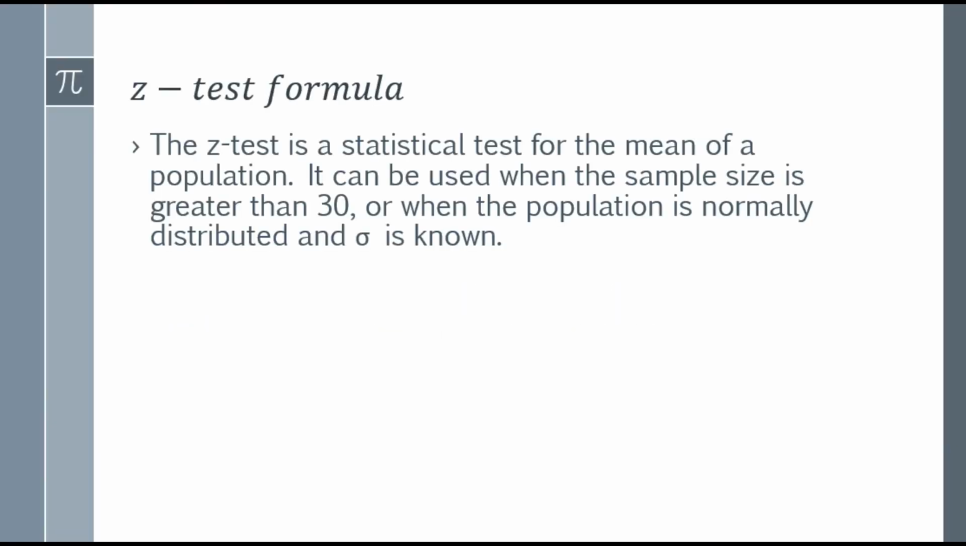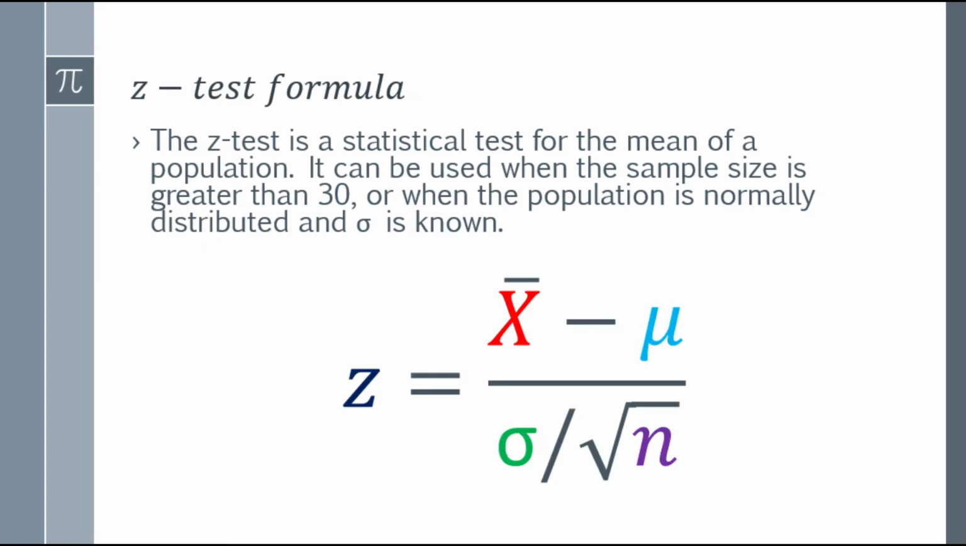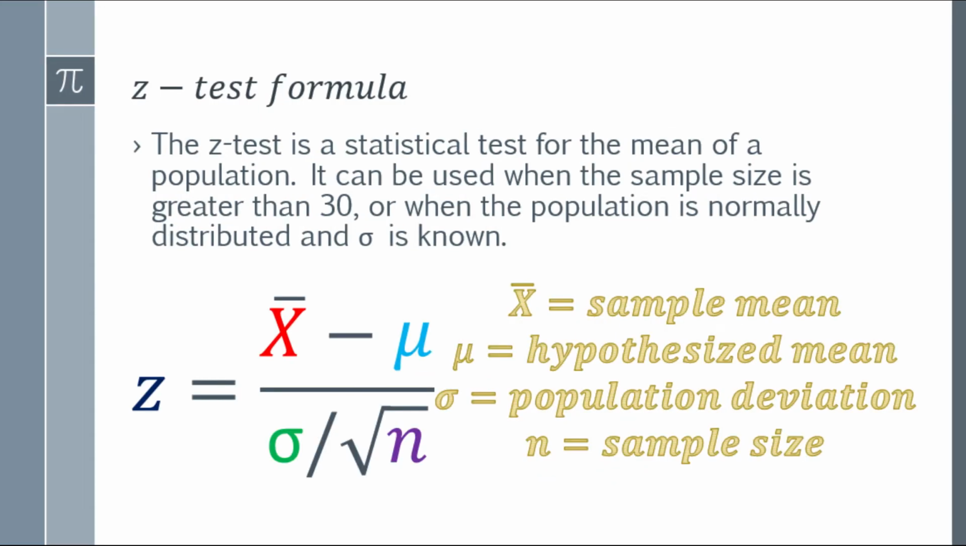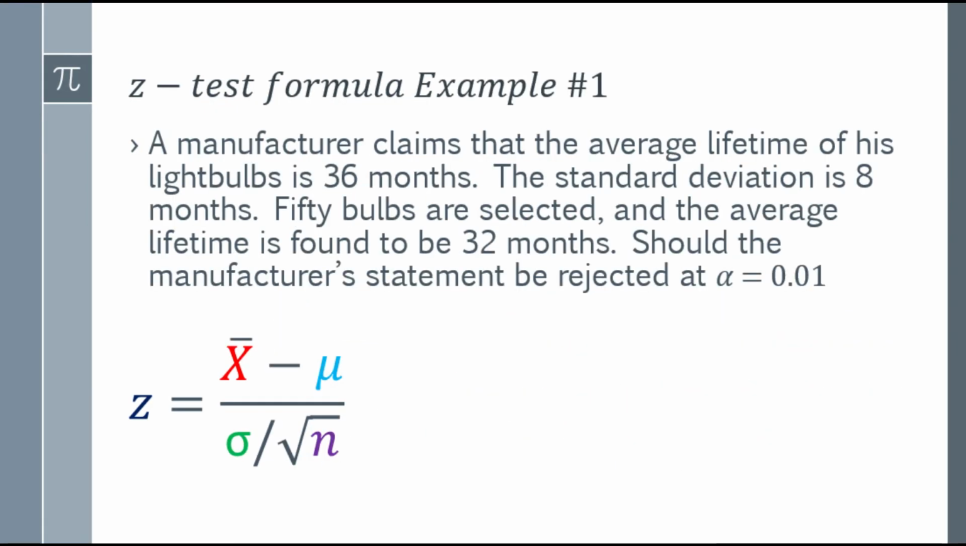The Z-test is a statistical test for the mean of a population, can be used when the sample size is greater than 30 or when the population is normally distributed. Z is equal to the quantity sample mean minus mu, siya sa hypothesized mean. Yung sagot na yan, o-over natin sa fraction na population deviation, over mo siya sa square root ng sample size. So let's have some example.